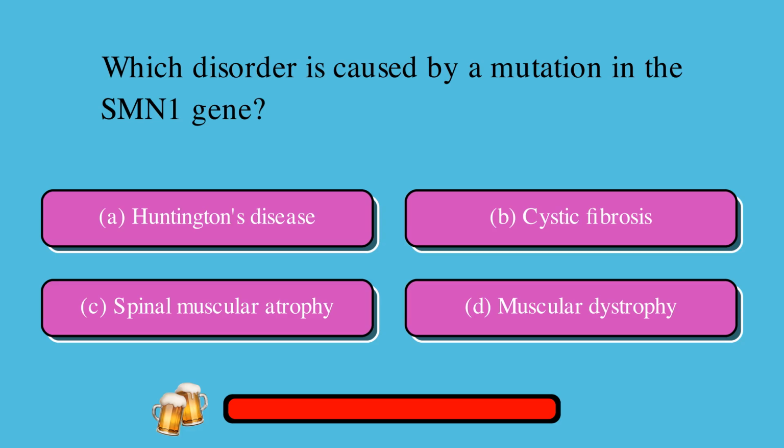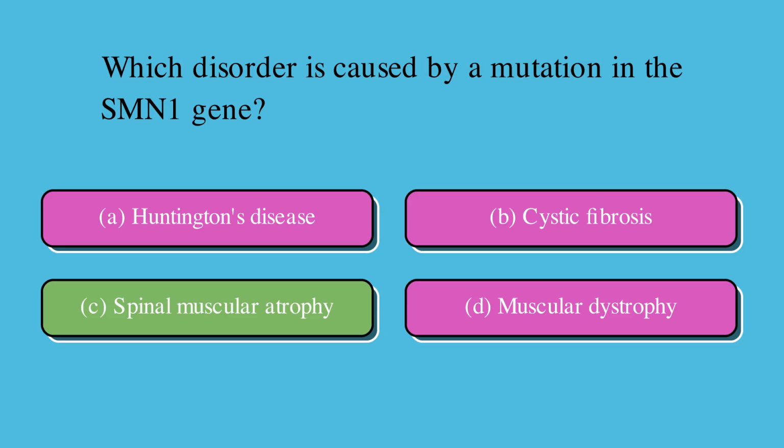Which disorder is caused by a mutation in the SMN1 gene? A. Huntington's disease, or B. Cystic fibrosis, or C. Spinal muscular atrophy, or D. Muscular dystrophy? The correct answer is C. Spinal muscular atrophy.